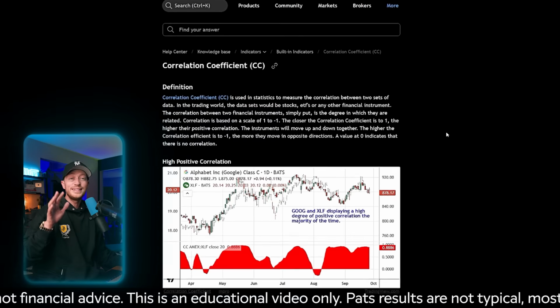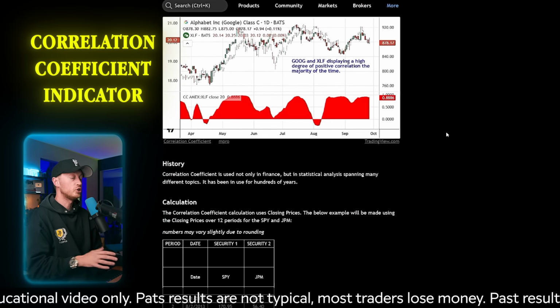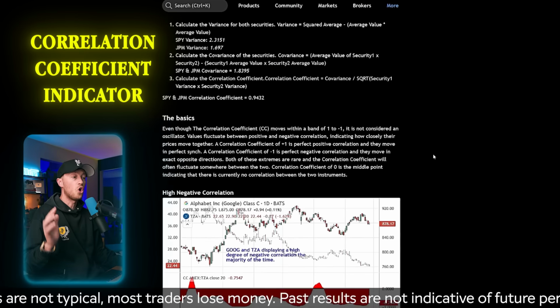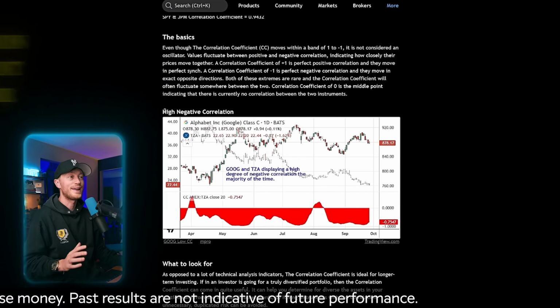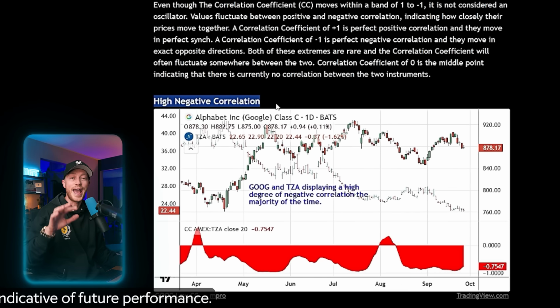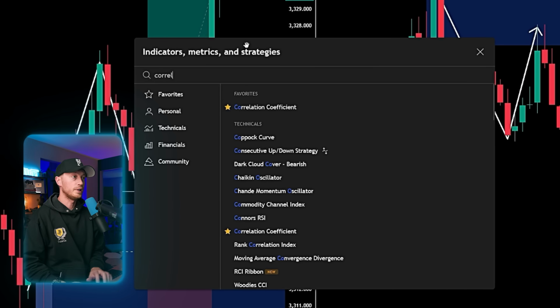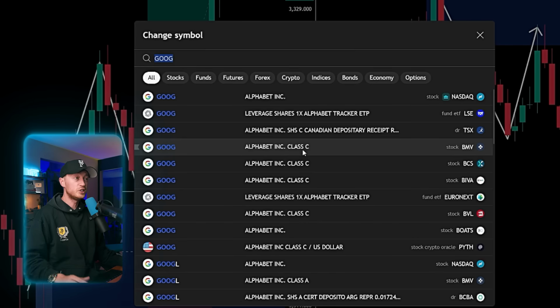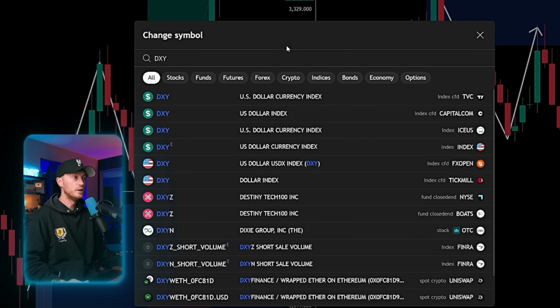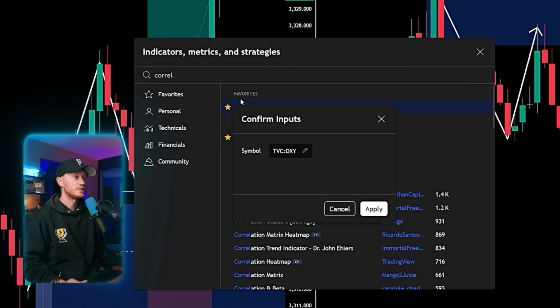And we can make this even easier with the correlation coefficient indicator. All we want to make sure that we have is that high negative correlation at the time when we place the trade. So in your TradingView, simply come up to indicators and type correlation coefficient. Click on the symbol, type DXY. You just want the US dollar currency index.